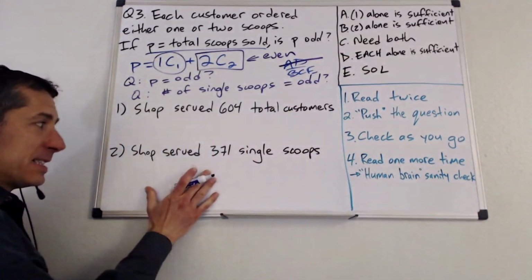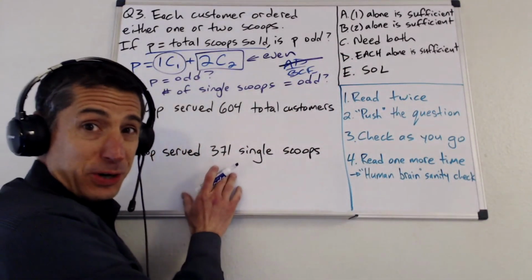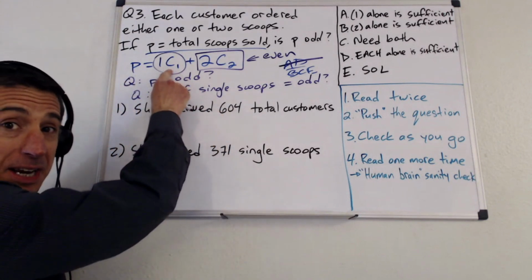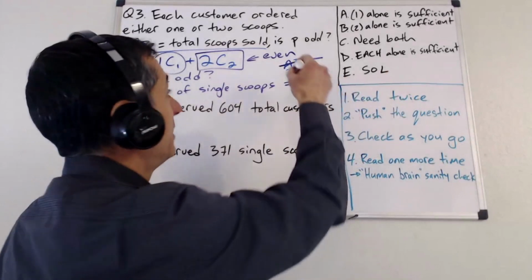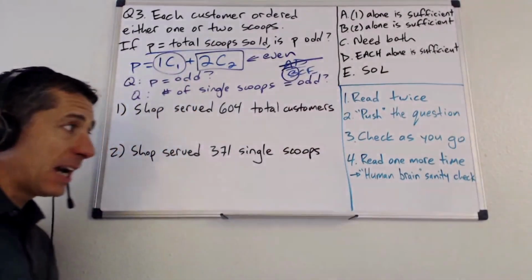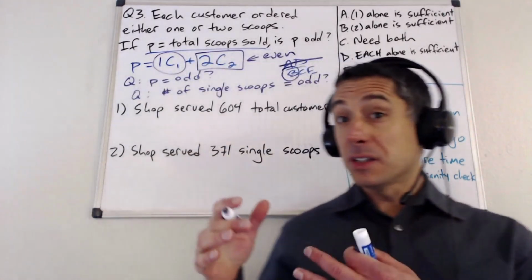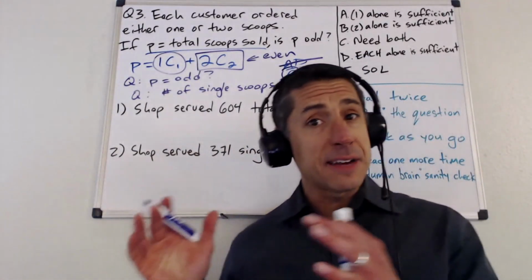And check this out on statement 2. The shop served 371 single scoops. So now we know for sure that's an odd number, and that's all we wanted. So B is going to be the right answer here, and we are done. Again, very, very typical sort of feel to these data sufficiency questions. Not a lot of algebra here.